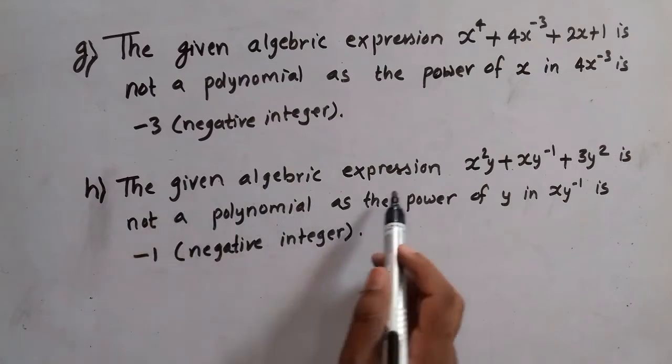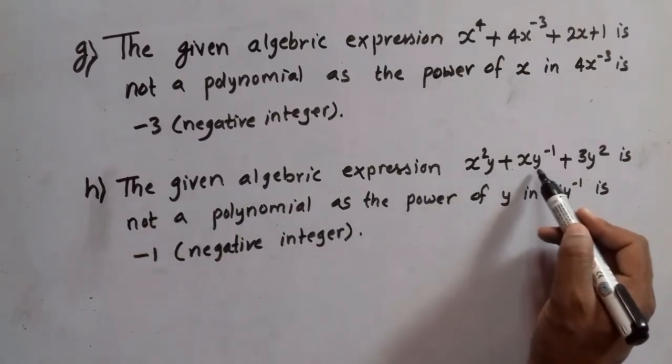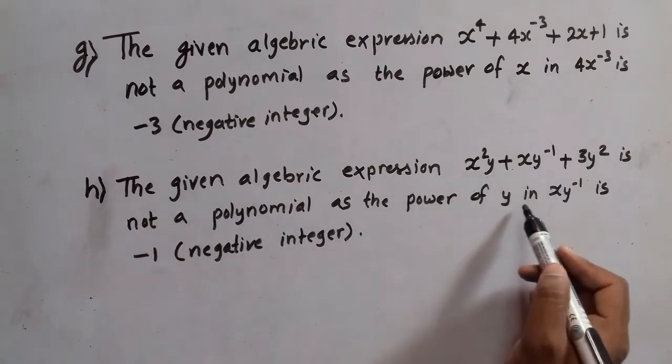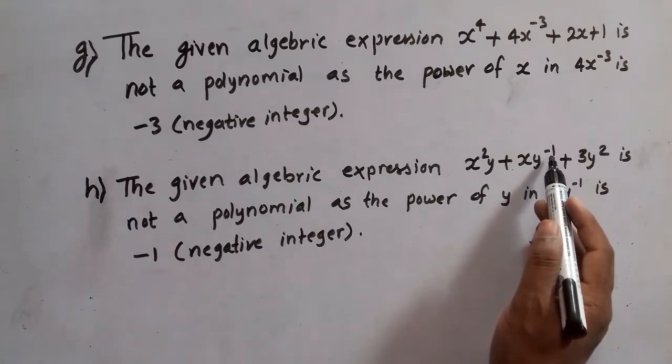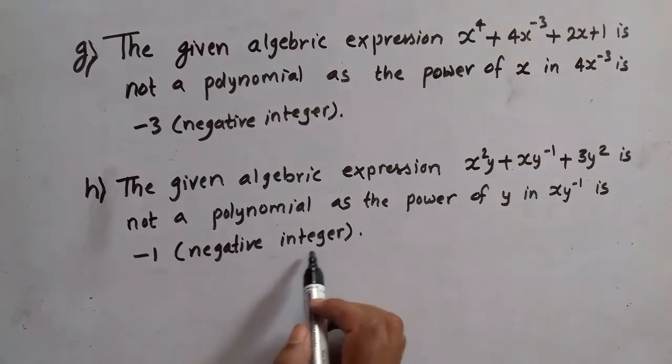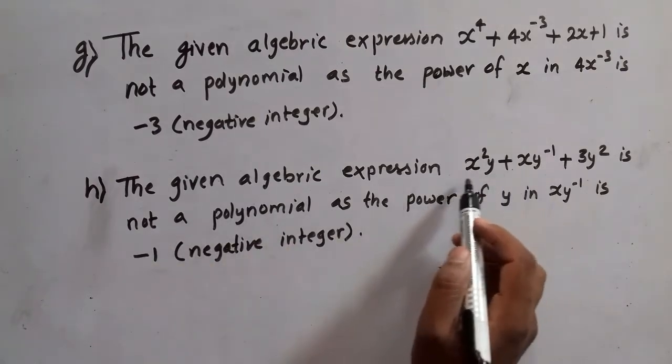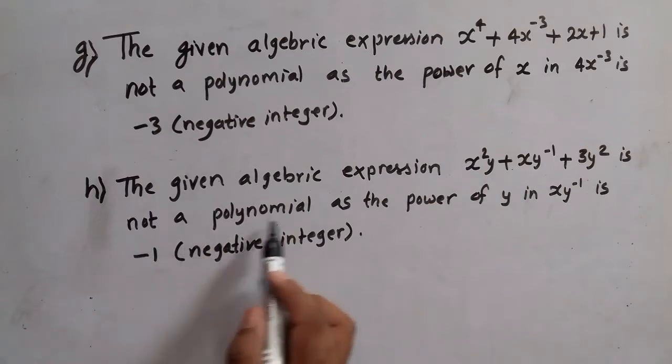Here also the given algebraic expression is this, and in this term the power of y is minus 1, which is a negative integer, so this algebraic expression is also not a polynomial.